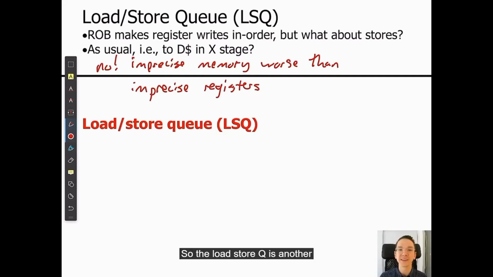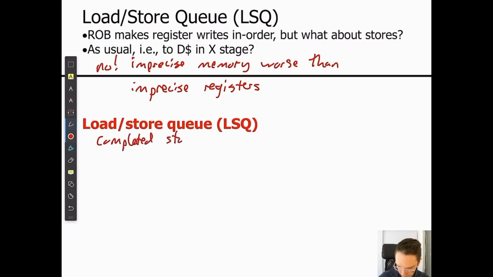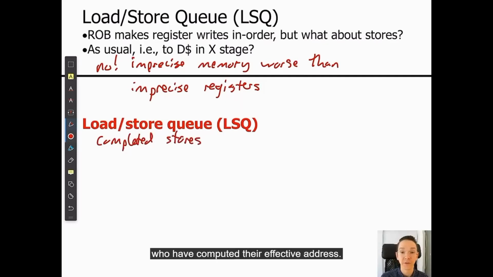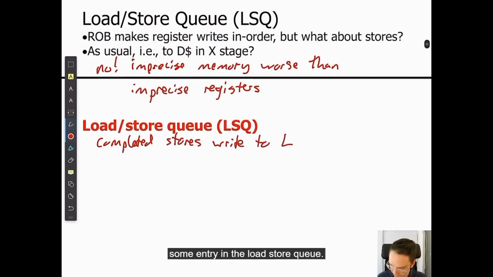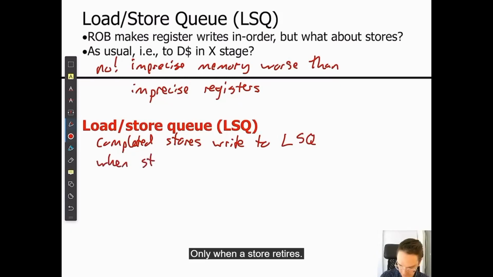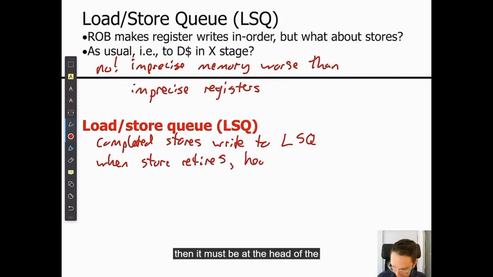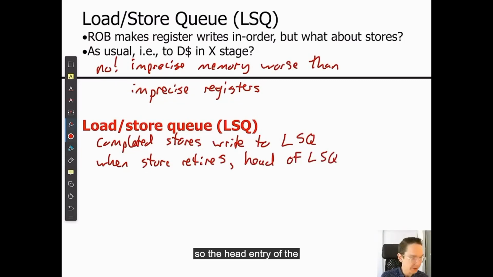So the load store queue is another hardware structure that comes to the rescue. Completed stores who have computed their effective address will write to some entry in the load store queue. Only when a store retires is it written to memory. Specifically, if a store is retiring, then it must be at the head of the load store queue, another FIFO queue. So the head entry of the load store queue is written to the data cache or memory.